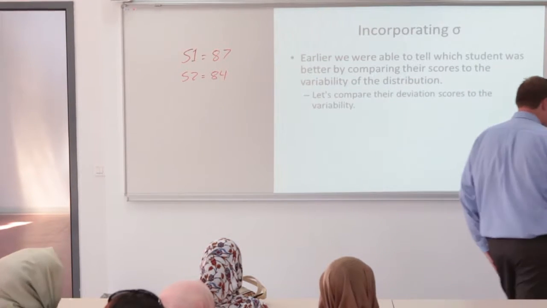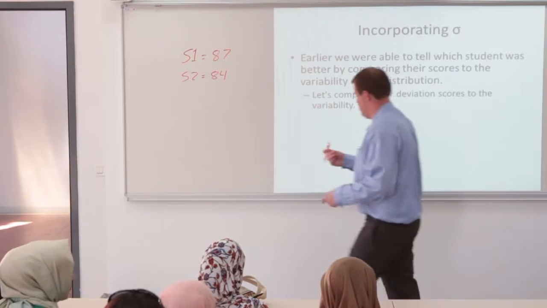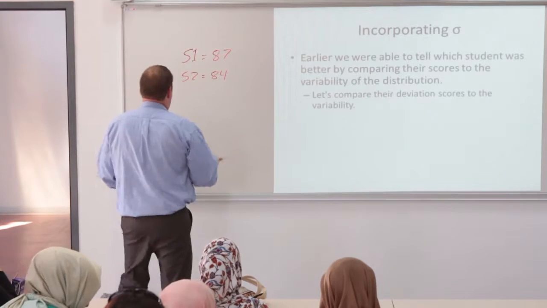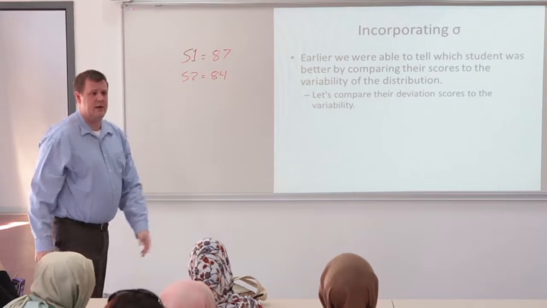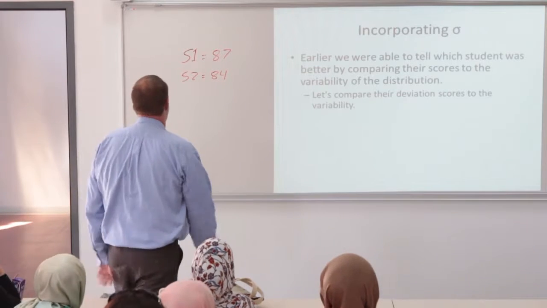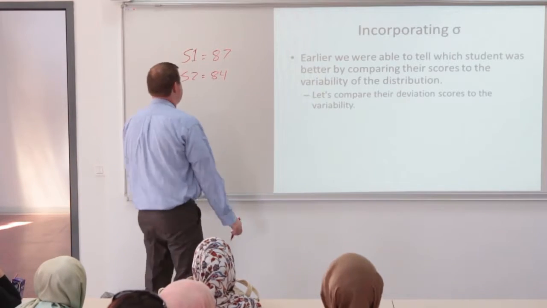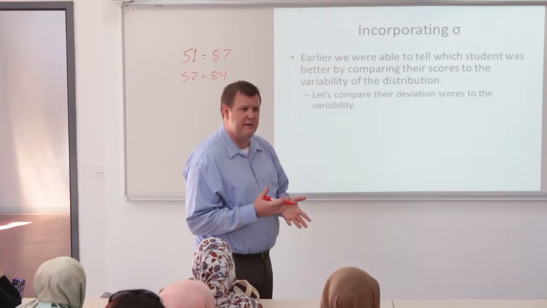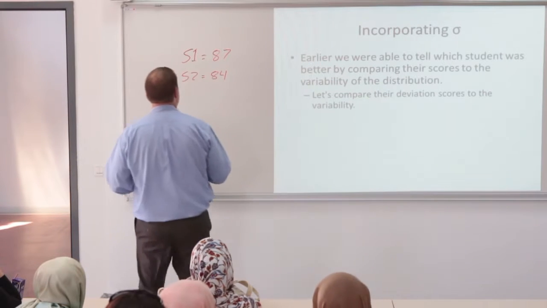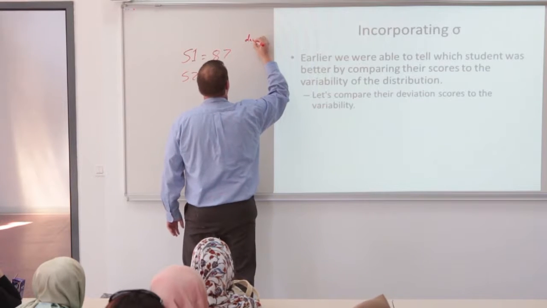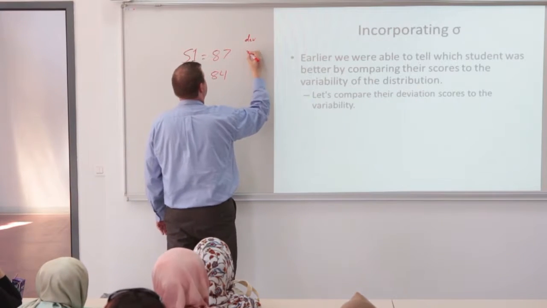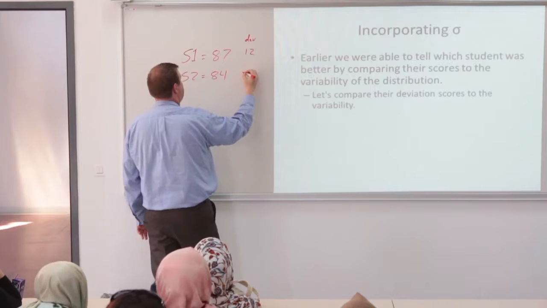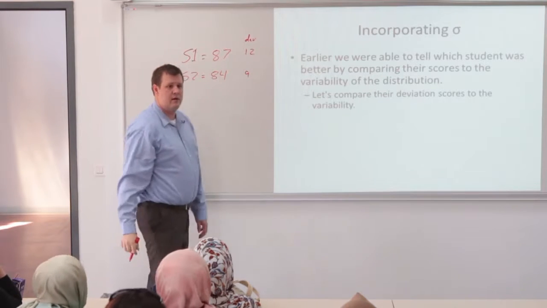So imagine I had our students here, and the deviation scores, let's say both of the classes had means of 75. So if that's the case, then what will our deviations be? Well, here it will be 12, here it will be 9.